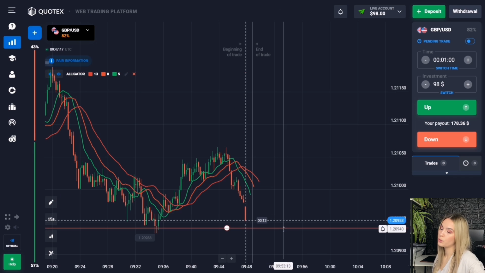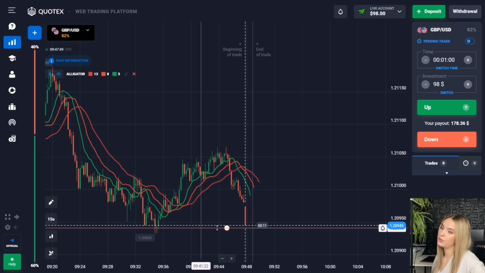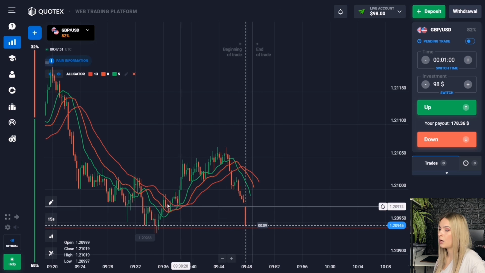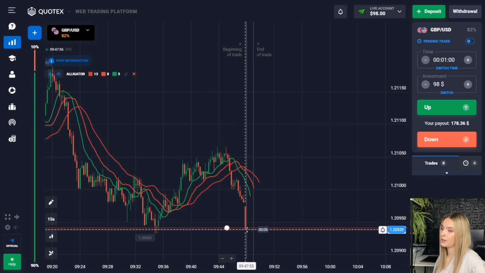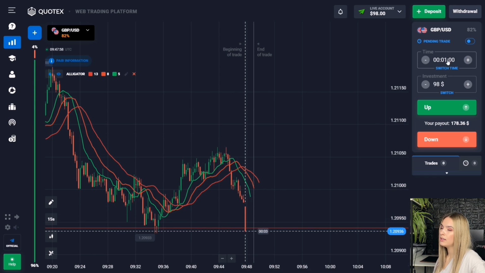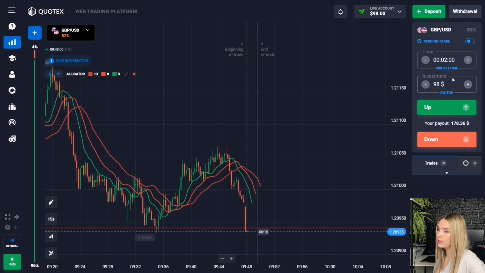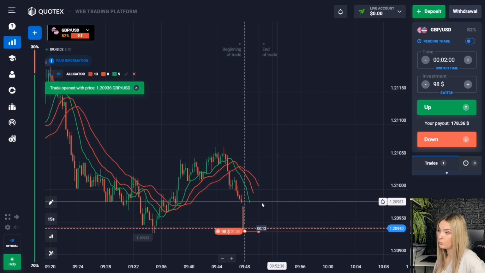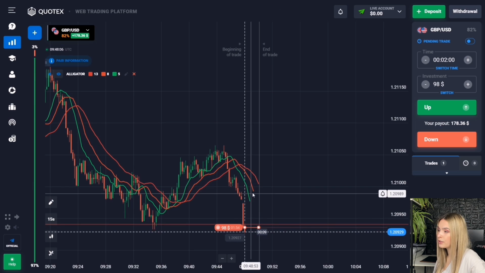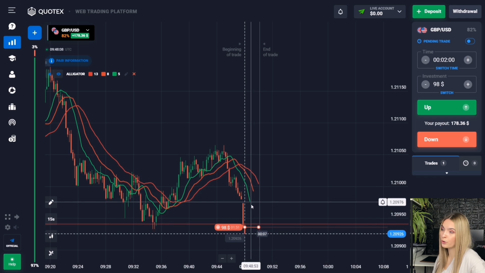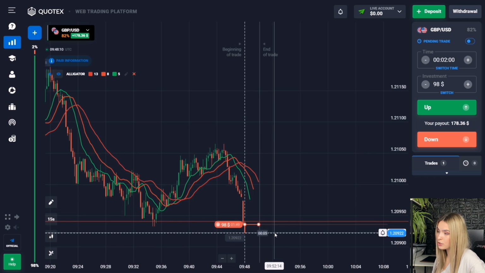So we have a level of support down here. We also see that after the first touch of the level there was an upward pullback, and after the pullback the price again approached our level with fairly good confident candles. Let's open a deal for 2 minutes to go down. We also see that at the moment our entry point is confirmed by the indicator. There is an intersection of moving averages and they begin to diverge further from each other. The price here has a good potential for decline.